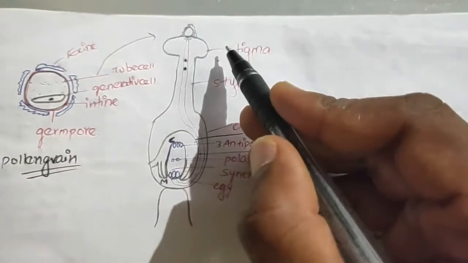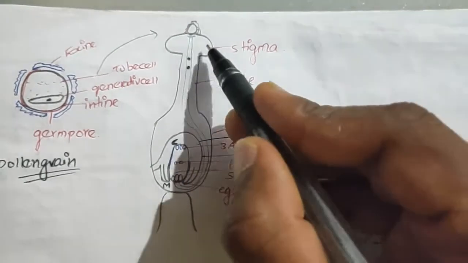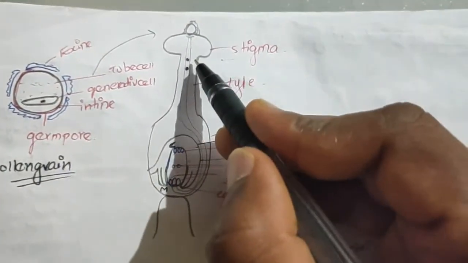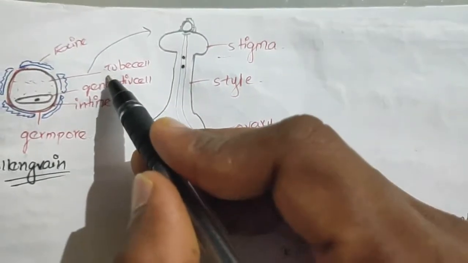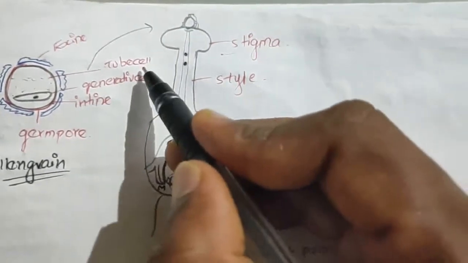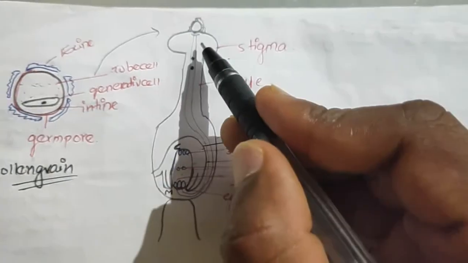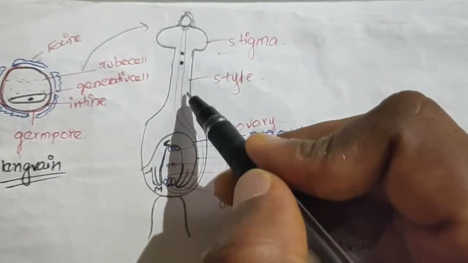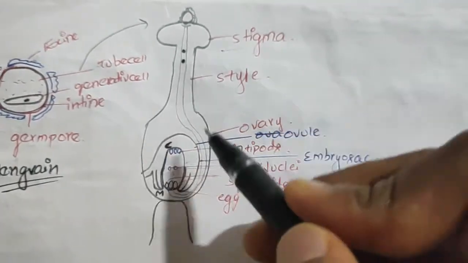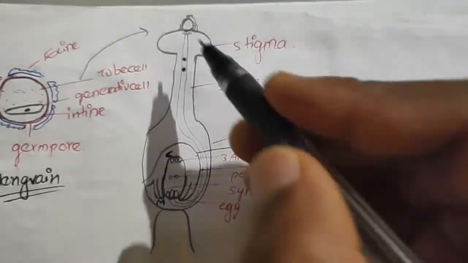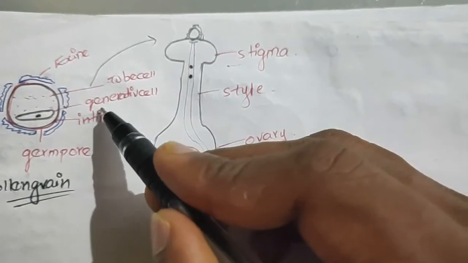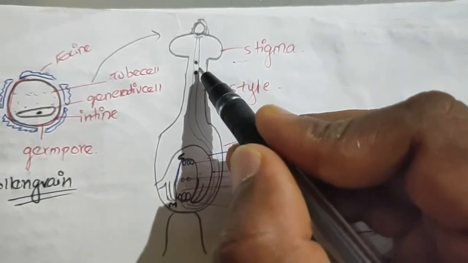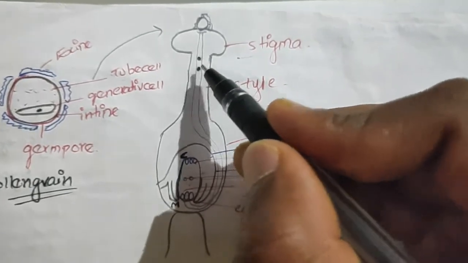When these pollen grains come and fall on the stigma, from the germ pore the germ tube will be developed. The large tube cell gives rise to the germ tube. This germ tube leads into the stigma, and through the style it reaches the ovary. The generative cell in the pollen grain undergoes one mitotic division and forms two gametes, and these two are the male gametes.